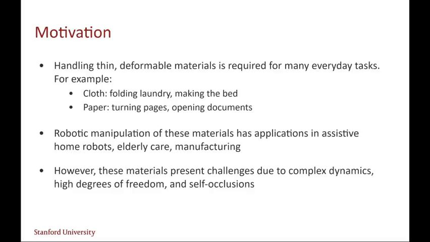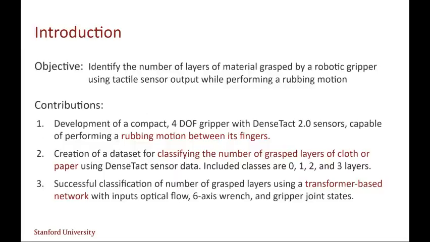However, these materials are challenging for robots due to having complex dynamics, high degrees of freedom, and self-occlusions. As a result of these challenges, these materials often become folded or bunched up during manipulation. Thus, it's important that robots are able to identify how many layers of material are grasped to effectively perform many tasks.